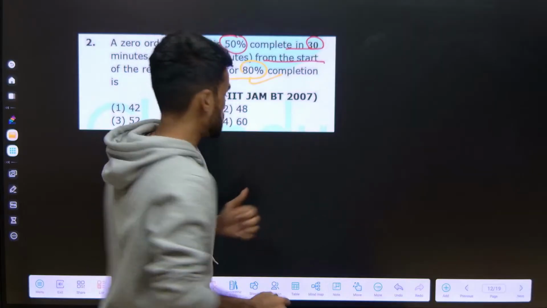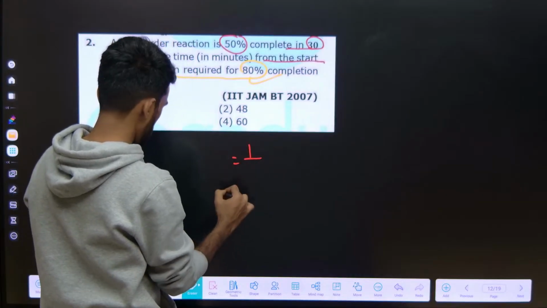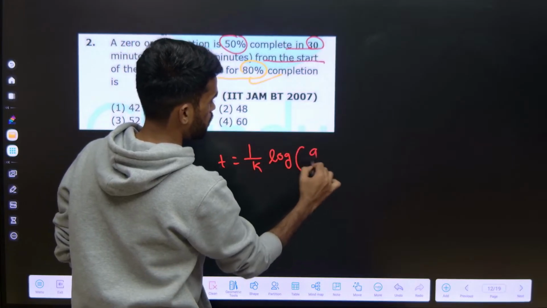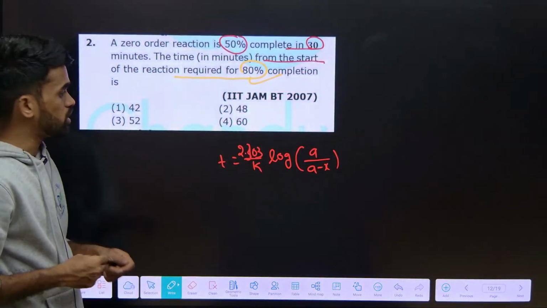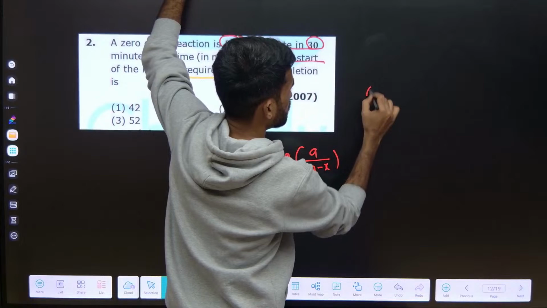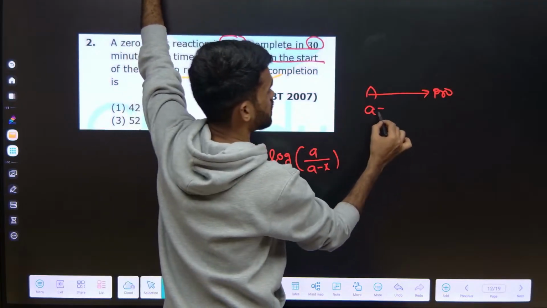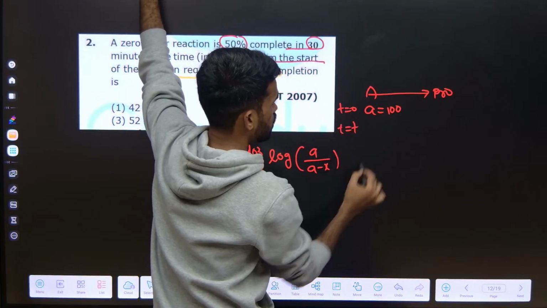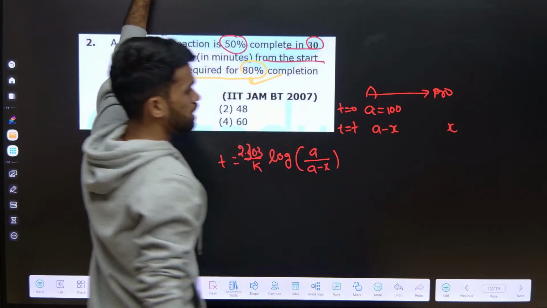For first order you got K equals 1 by T ln of, or log of, A by A minus X, here multiplied with 2.303. This is the integral equation for first order. Like this you take. What is the percentage they are saying? 80%. Here A is giving rise to some product. If A is the initial concentration of reactant, that is 100%, you take 100. After some time T, some of this concentration of A decreases, converting into product, that is A minus X.